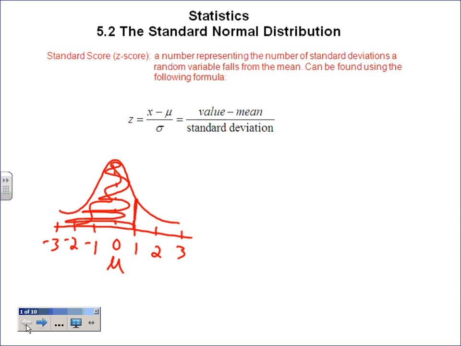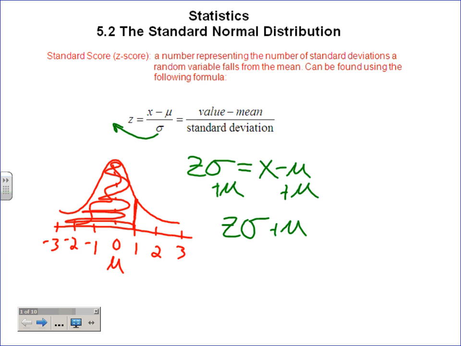Yeah, so the first thing we're going to do is we're going to get rid of this, which is sigma, remember, right? And how are we going to get rid of that? We're going to multiply it up, right? So it's z sigma equals x minus mu, right? And to solve for x, what are you going to do? Add mu. So z sigma plus mu equals x. Right? That's how, if I gave you z and you knew mu and sigma, you could find x, right?